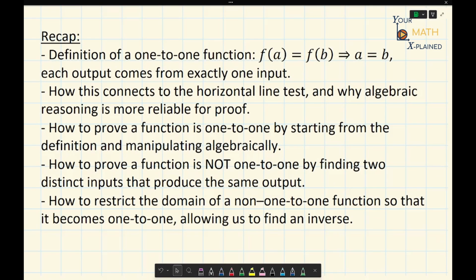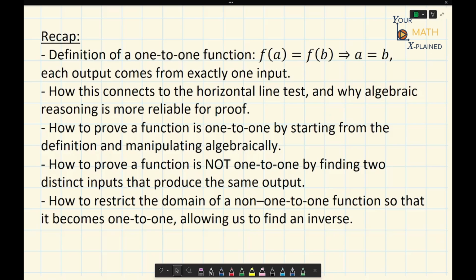So now let's do a recap of everything that we covered in this video. So first, we went over the definition of a one-to-one function, which is that if we have the same output, then it must come from the same input. And this connects to the horizontal line test because it just means that when we draw a horizontal line, we cannot pass through two different points, which means that there would have been two different x values.